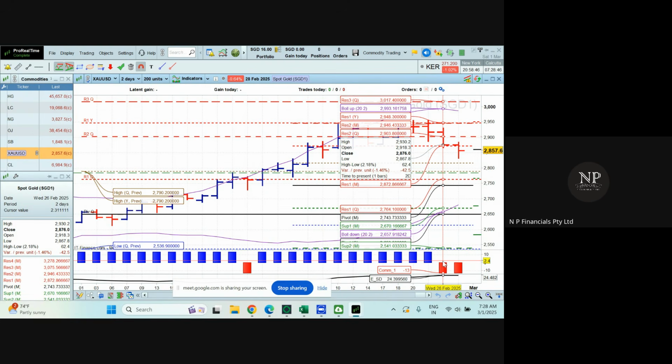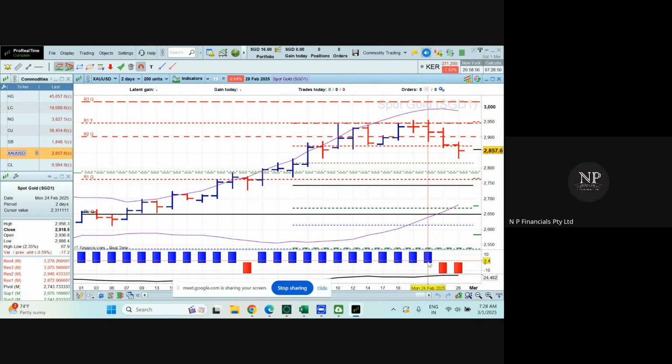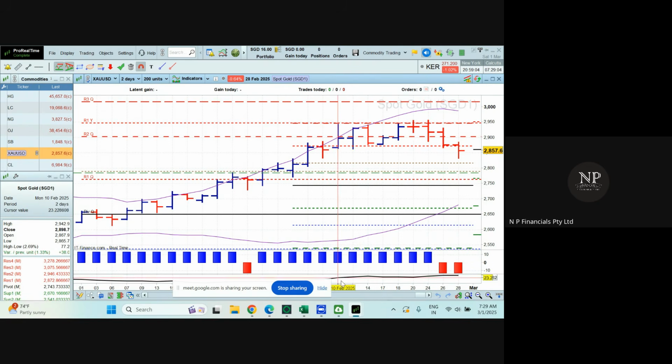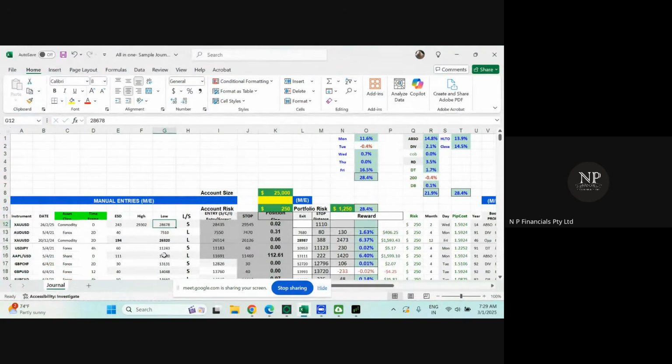For stop, we need to go to the previous high. This high is 29302. So the previous high is 29563, which is higher than the current high of 29302. So 29563. Go to the journal and write down 29563 on the high.